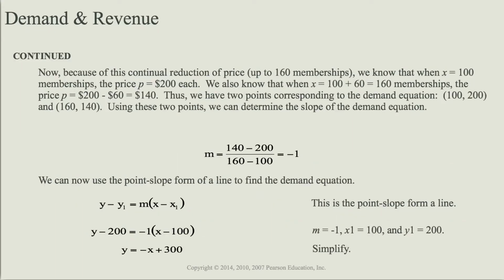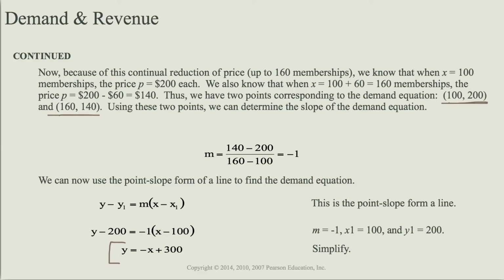Because we have this linear relationship, we can figure out what the slope of that line is going to be and come up with a demand equation. For sure they're selling 100, and at that point it's $200 per membership. It's capped at 160, and at that point the price would be $140 for the membership. That gives us the slope of the line. So we can come up with an equation for our demand, basically -x plus 300.